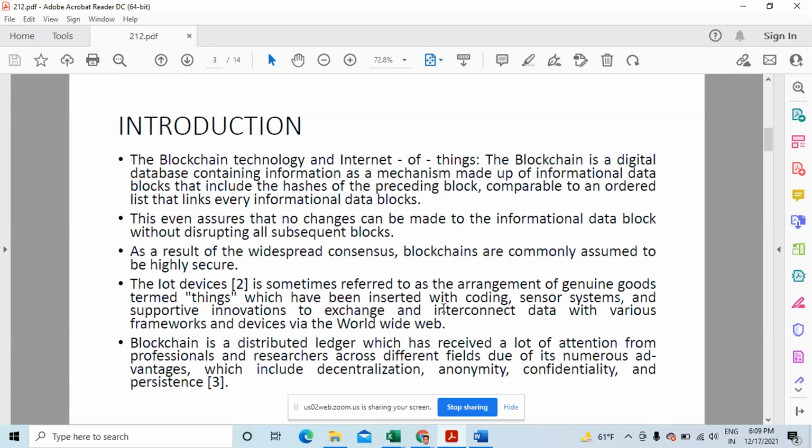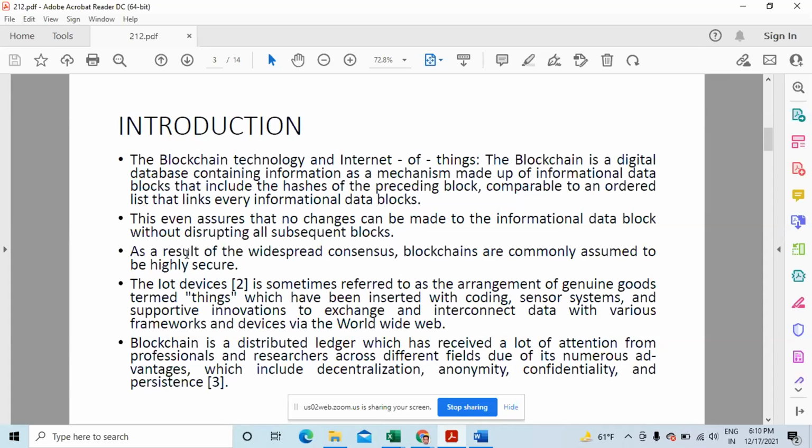As you know, blockchain technology and the internet of things are somehow interrelated, for the informational data blocks, which include the hashes of the preceding block, comparable to an ordered list, where for the widespread consensus over the internet of things, it has been commonly assumed to be highly secure.